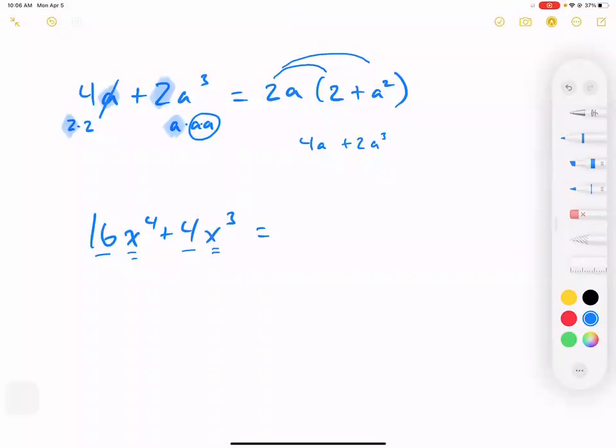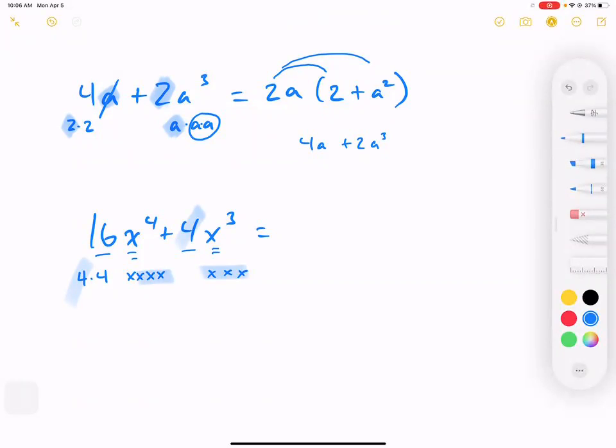So if I do 16, isn't that 4 times 4 is 16? So wait, we do have a 4 in the front and back. And a bunch of x's in common. 1, 2, 3, 4 in the front. 1, 2, 3 in the back. Well, at least 3 in each.